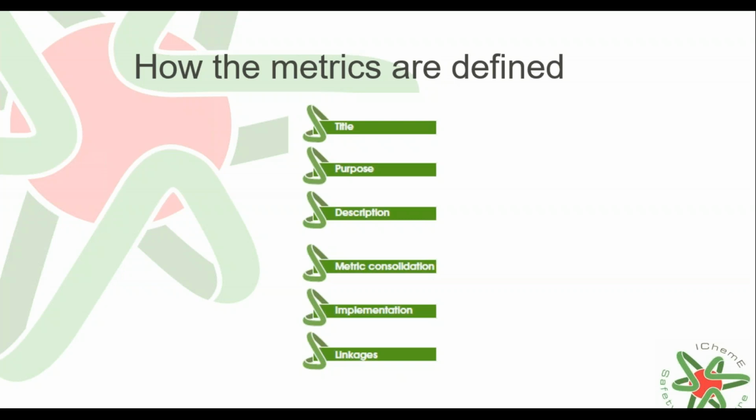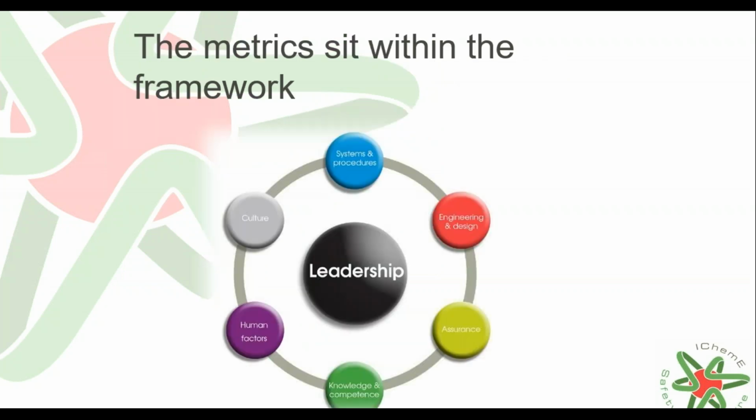A consolidation, that is all together with the implementation, and the linkages are really important because they show you how it is related to other metrics that you can measure and how you can implement them in the operation. There are also very brief examples as well. So that is the original guidance document, and that is what you can find.